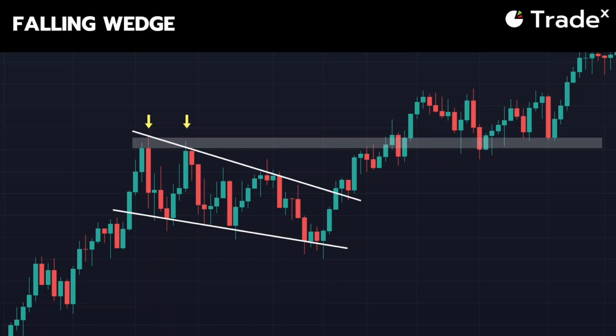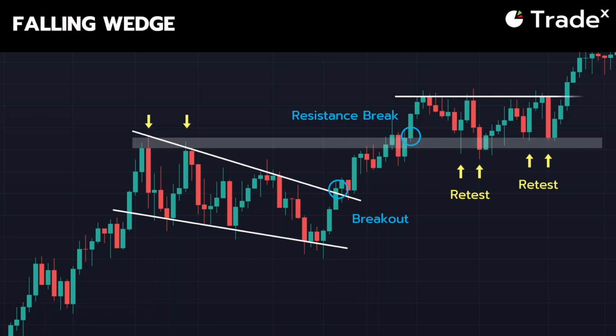Traders have two entry options. They can enter a position when the price breaks out of the wedge, or wait for a decisive breakout above the established resistance level. To further mitigate risk, it may be prudent to wait for a retest of the previous resistance level. If the price holds firm at this level, confirming the transformation of resistance into support, traders may consider entering the trade when the price establishes a new high.